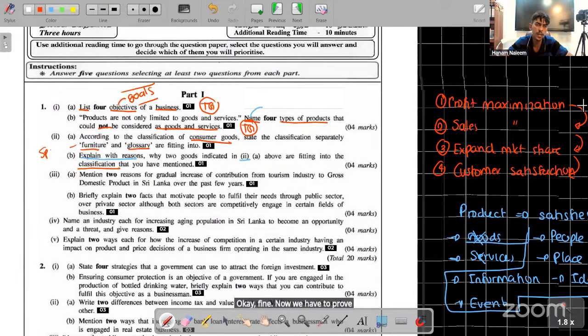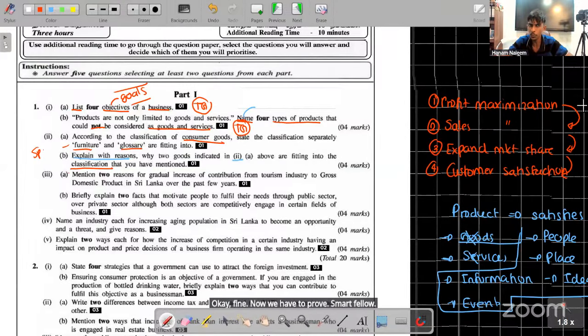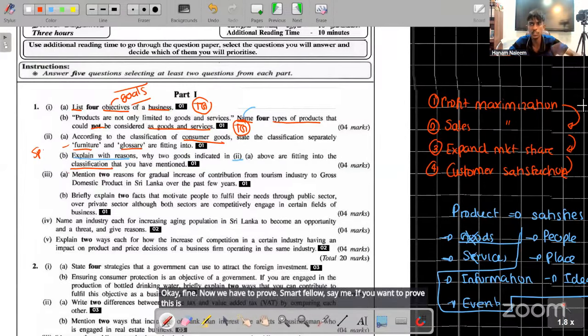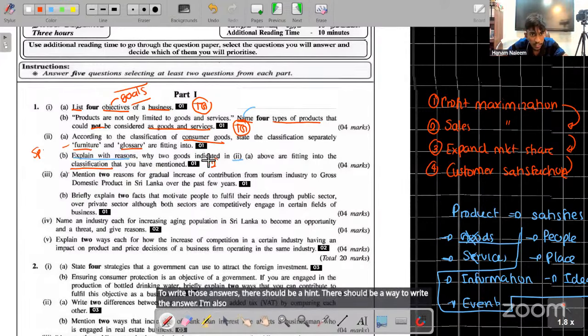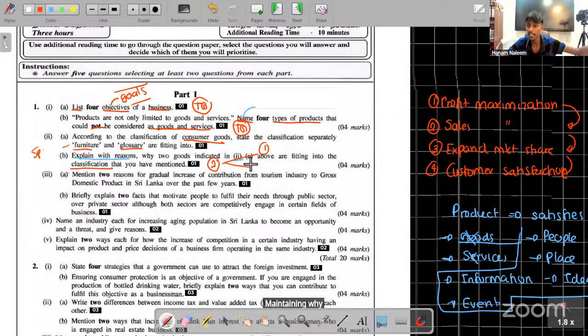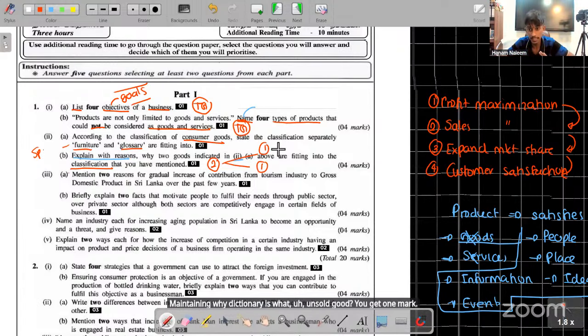Fine. Smart fellow, same if you want to prove this is a shopping good or unsought good, how can we prove? To write those answers, there should be a hint. There should be a way to write the answer. And also careful, there are 2 marks allocated. So for mentioning why furniture is shopping good, you get 1 mark. Mentioning why dictionary is unsought good, you get 1 mark. Can we write a one word answer?